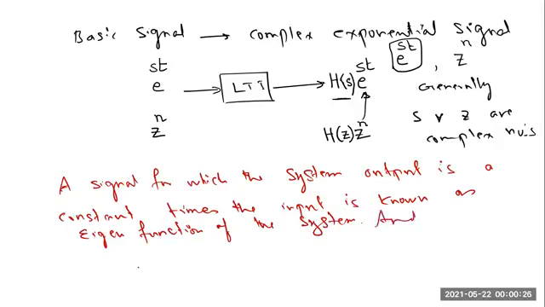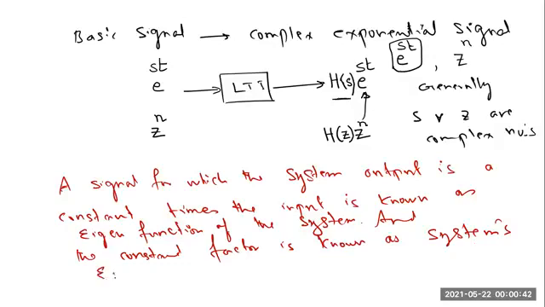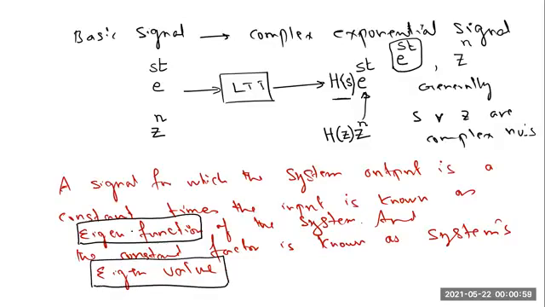And the constant factor is known as the system's eigenvalue. So, two terminologies: eigenfunction and eigenvalue.